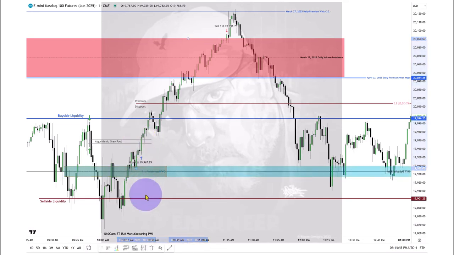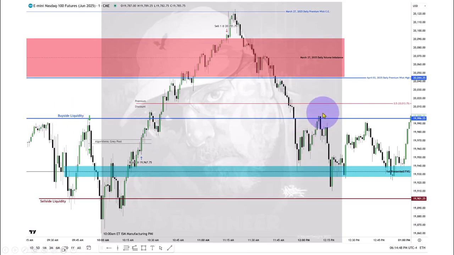But we're going to extend that first presented fair value gap into the future, and now it becomes a discount array. So it's going to draw price down into it, as it does right there, and stops dead in its tracks at some random level, a consequent encroachment of the first presented fair value gap. It rallies back up to our old buy side liquidity here.